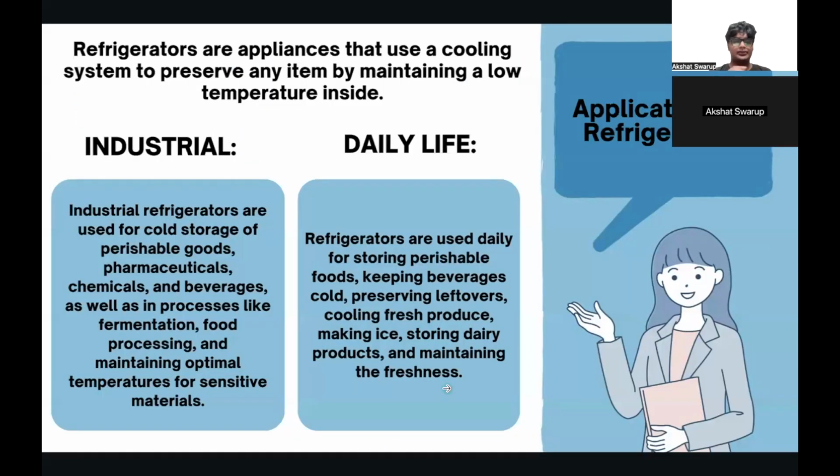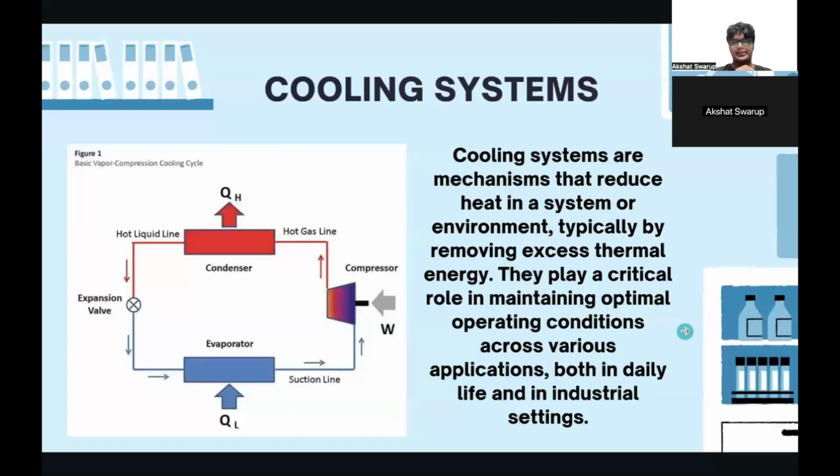Another use of heat exchangers are the refrigerators. Refrigerators are used in daily life for storing foods, keeping beverages cold and preserving leftovers, as we see in our fridge, which we have in our homes. And for industrial uses, they are used for preservation of perishable goods, pharmaceuticals, chemicals, and beverages, as well as in processes like fermentation and food processing. So this is another very important use of heat exchangers.